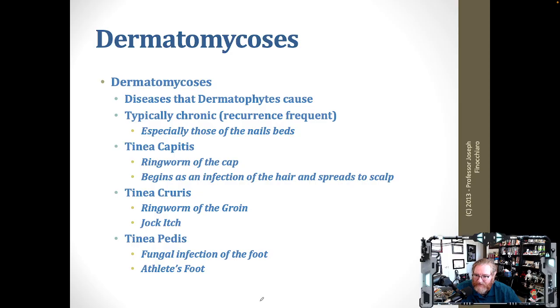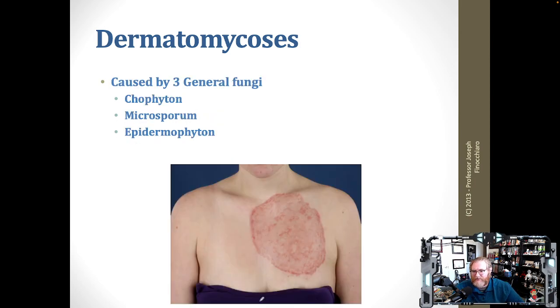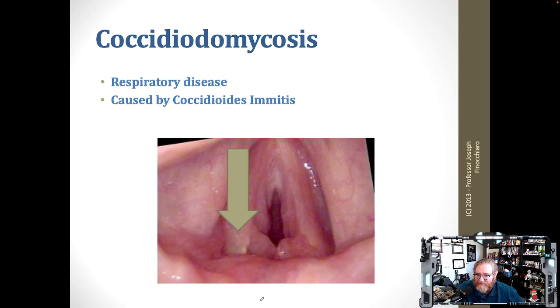Tinea capitis is ringworm of the head; it begins as an infection of the hair and spreads to the scalp. Tinea cruris is ringworm of the groin, also known as jock itch. And Tinea pedis is the fungal infection of the foot, also known as athlete's foot. They are caused by three general genera of fungi: Trichophyton, Microsporum, and Epidermophyton.